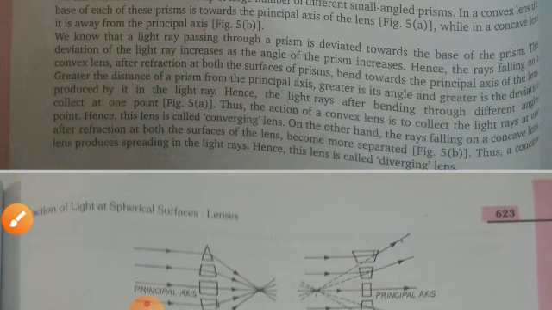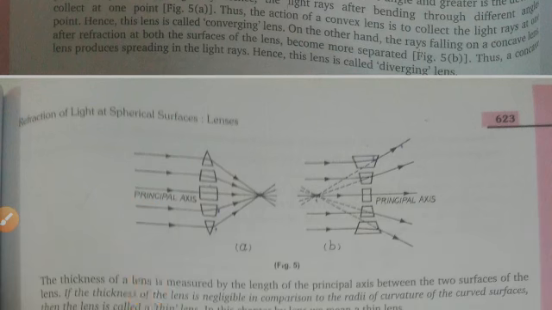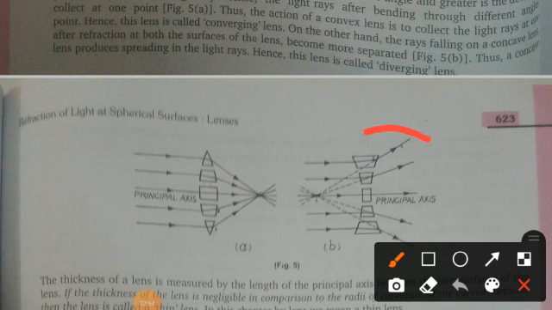So, on the other hand, the rays falling on a concave lens, after refraction at both the surfaces of the lens, become separated. You can see in figure 5b here, this is the figure of which lens? Concave lens. Clear beta? This one. Thus, a concave lens produces spreading in light rays, hence it is called the diverging lens. I hope you understand it very well.